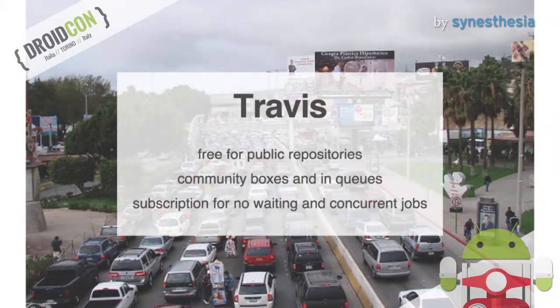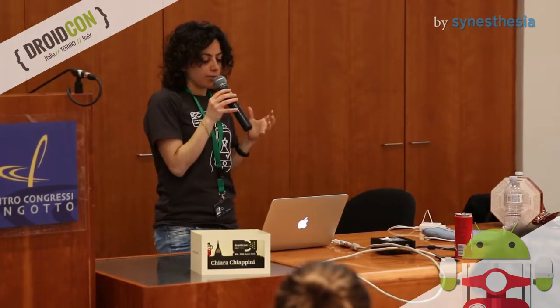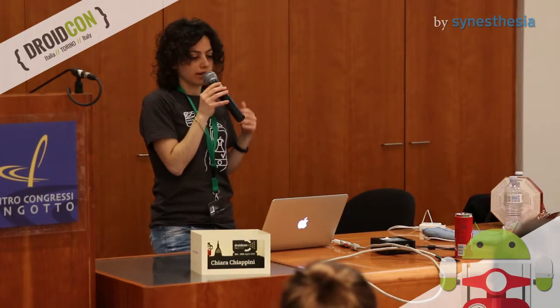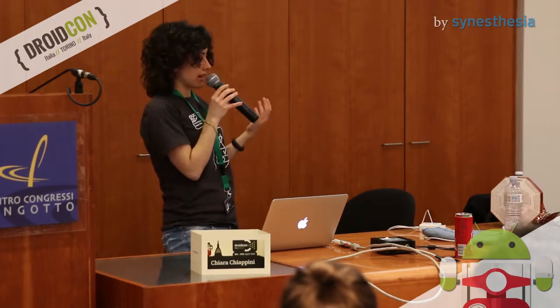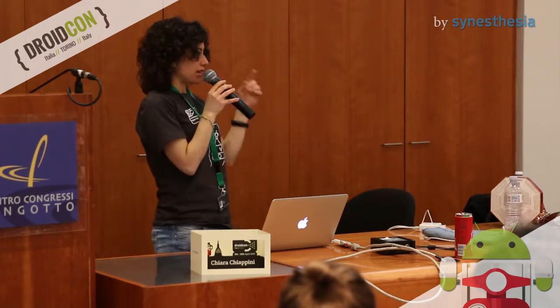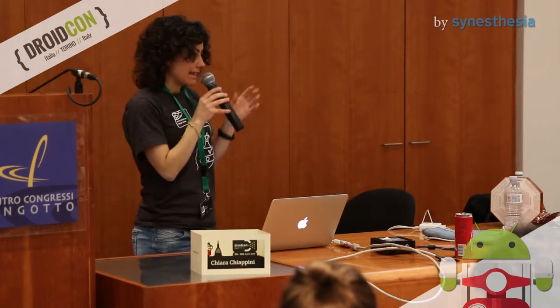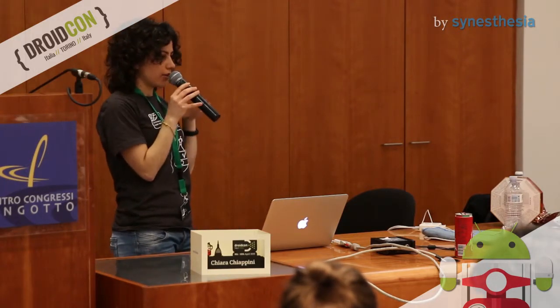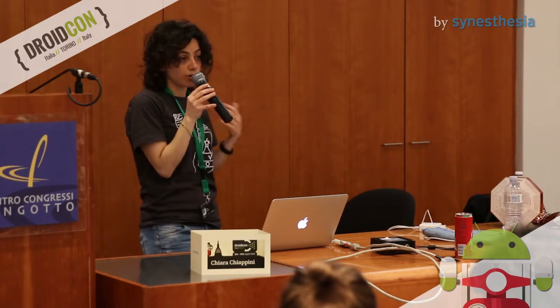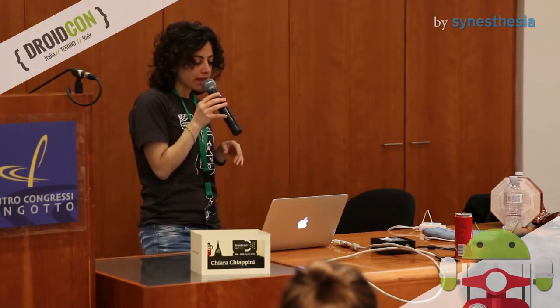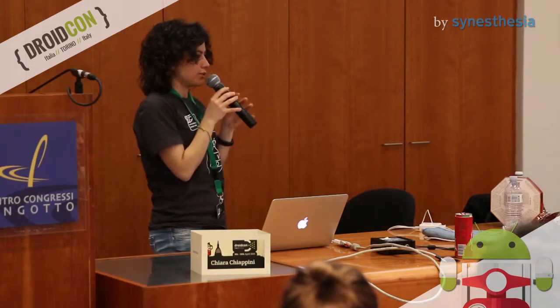And why did I do that? First of all, Travis is free for public repositories. So if you're using GitHub, then you can use Travis for free as well. How it works is that there are some community boxes in which your jobs are going to run, and the jobs are going to be in a queue. Then, if you don't want to wait for queues, or if you want to have concurrent jobs running, you can take a subscription and go to the next level.